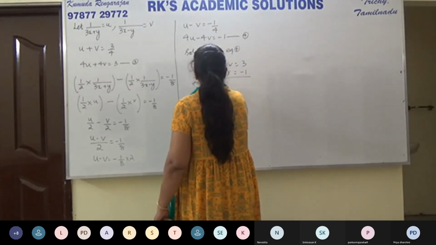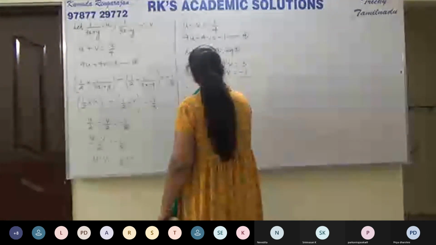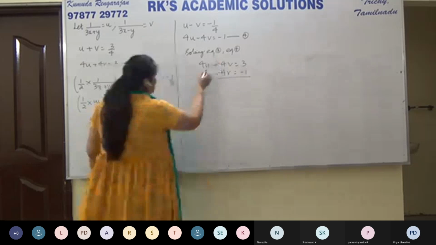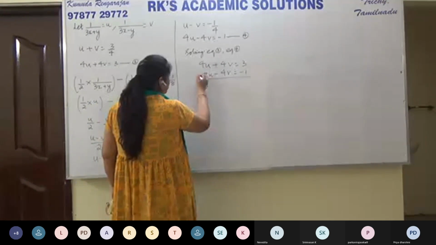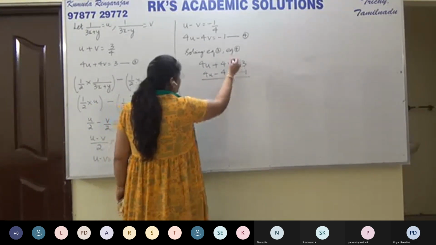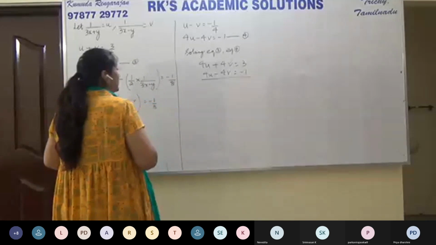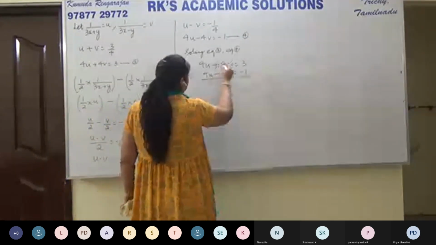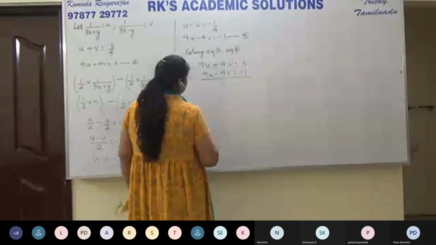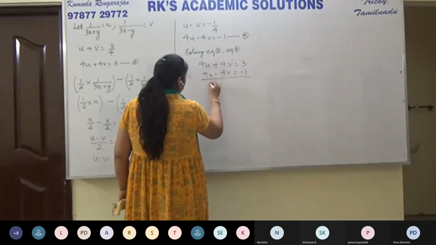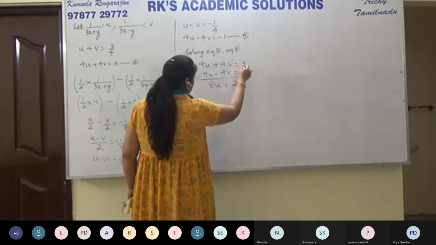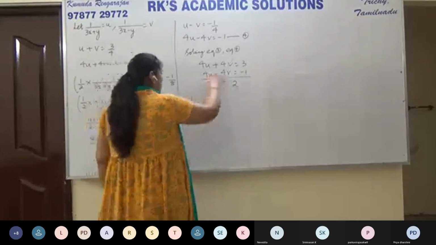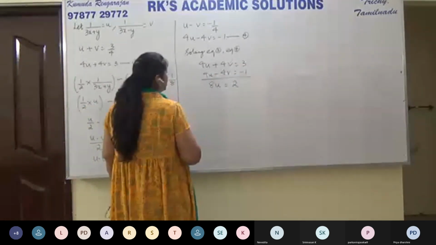We write them one below the other. If you want to cancel the variable u, you can change the signs. Otherwise, you can eliminate v straight away like this: plus 4v minus 4v, eliminated. So 8u is equal to 2. 3 minus 1 is 2. See, you can solve by changing the equations or without changing the equations.